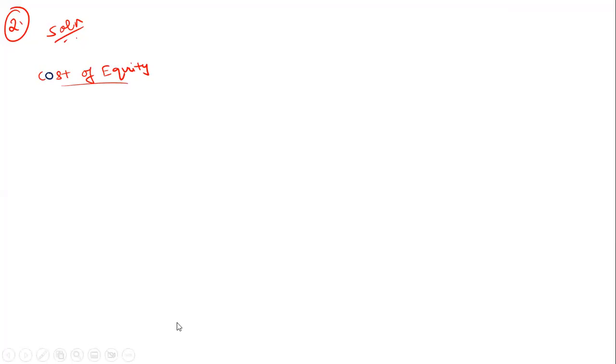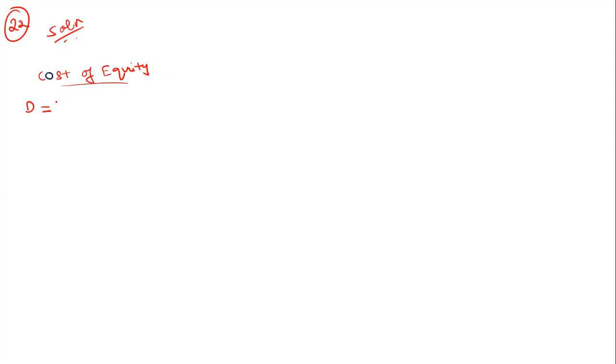D divided by MVPS plus G, sir. MVPS plus G, right? Yes, sir. Is this question number 21 or 22? 22, right? Okay, yeah. 22. Yes, fantastic. They have given the data here for us for the cost of equity.